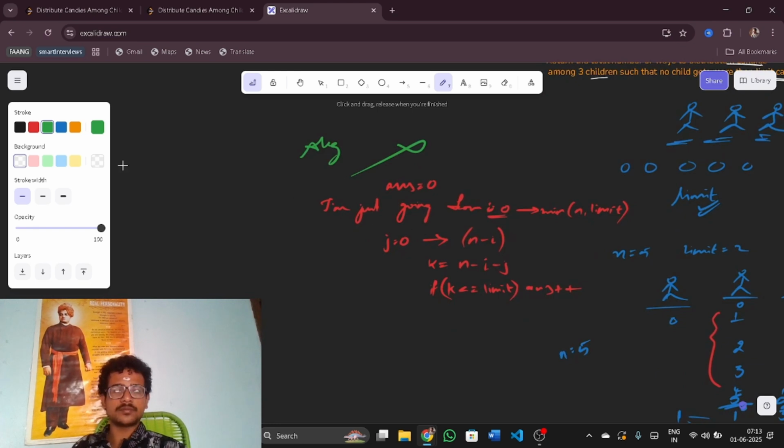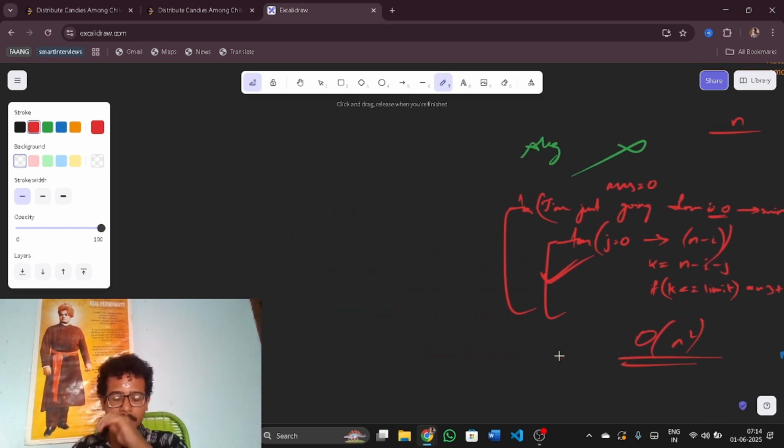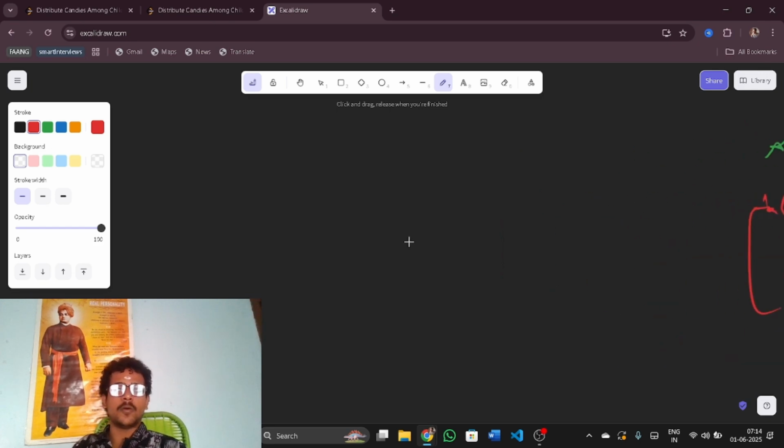Now if you see, there is a second loop, the inner loop. If I take the array size as n, and this is the first loop, and this is the inner loop, this is the one which is causing us the time limit, the big O of n square time complexity. Now we need to just optimize it. First thing, let me take n equal to 15 and the limit equal to 7.